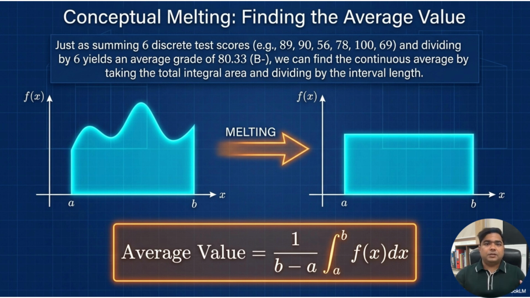So the average value is not just a random middle point. It is the constant height that would produce the same total area over the same interval. This is very useful in science, engineering, economics, biomechanics, and data analysis whenever we need the average behavior of a changing quantity.